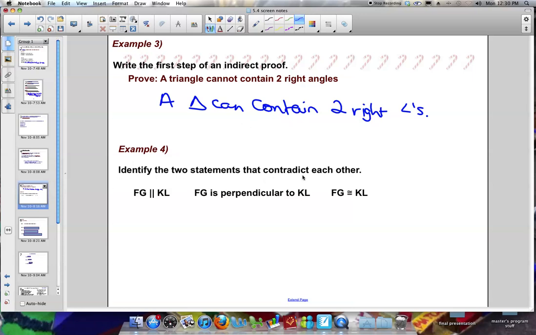One thing that you try and get down to is something called a contradiction. If two statements contradict each other, then you know that that can't be true. So if I was going to identify which two of these statements cannot be true at the same time: FG is parallel to KL, FG is perpendicular to KL, and FG is congruent to KL. Which two of these cannot happen at the same time? The answer would be, two lines cannot be parallel and perpendicular at the same time.